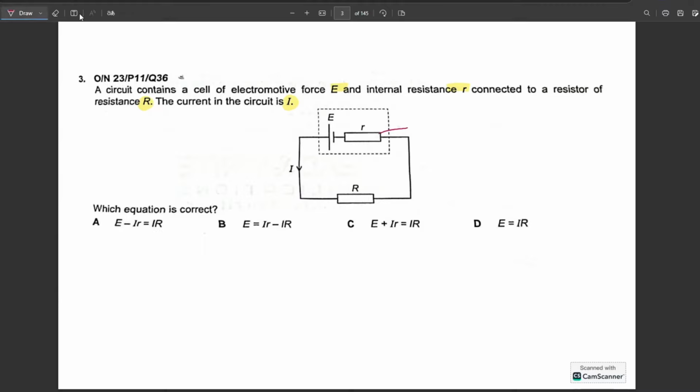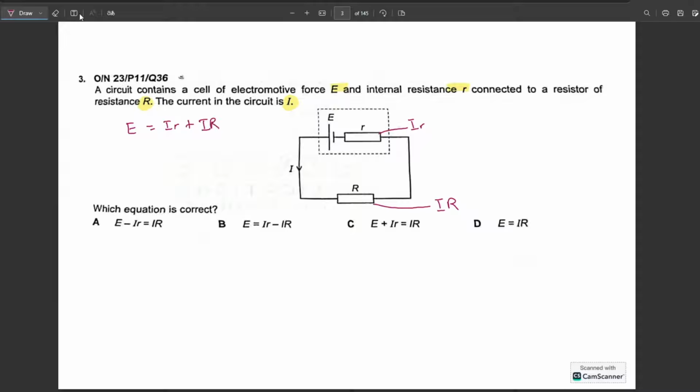Can you realize that the voltage across this internal resistance will be current into the small resistor? And the voltage across this larger resistor will be current into the capital R. The total EMF of the battery will be equal to Ir plus IR.